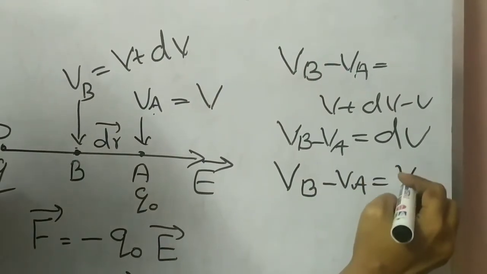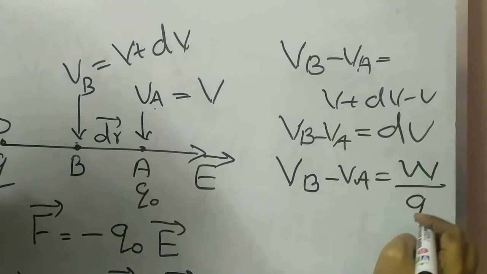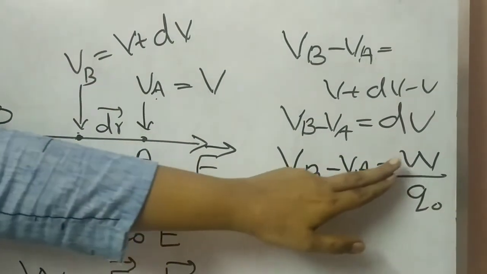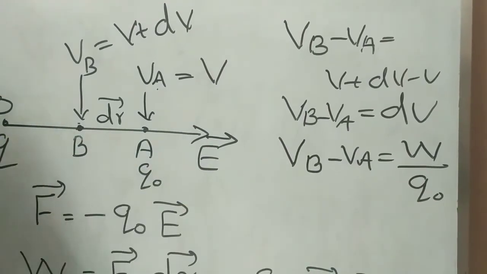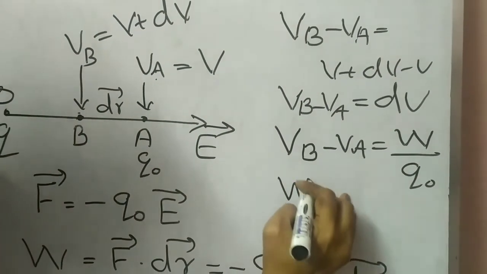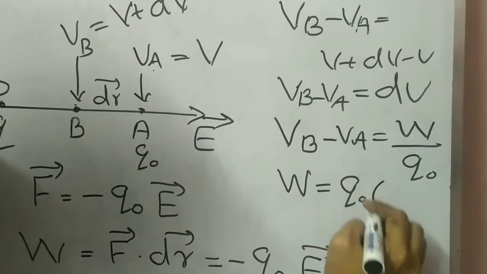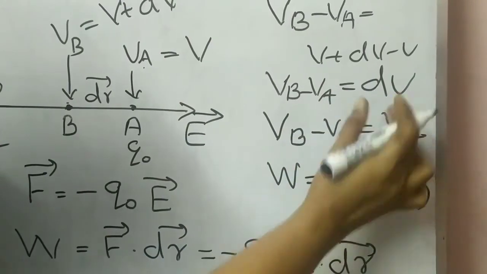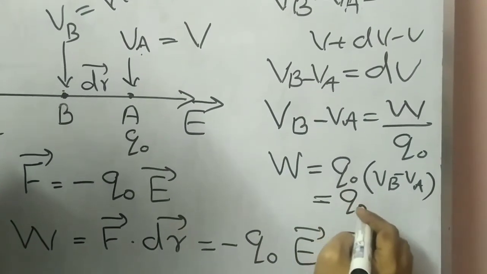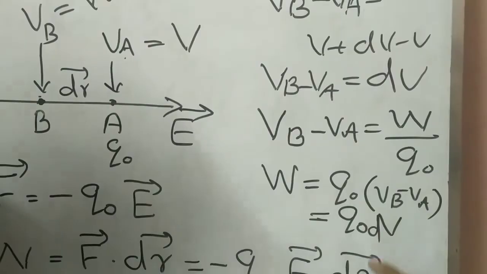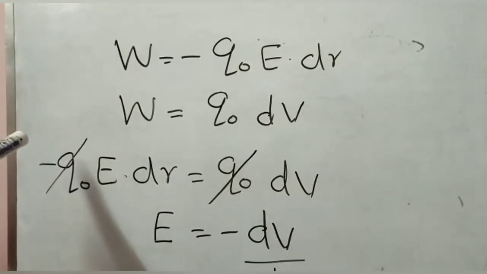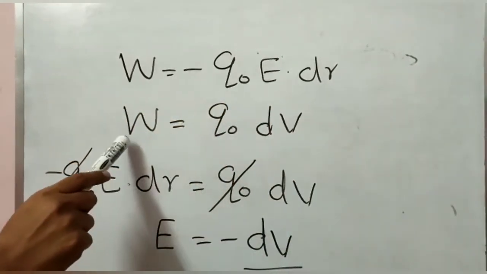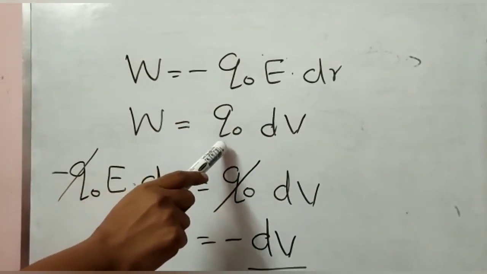Work done by Q0, Q0 is the test charge here. Potential difference is work done per test charge. Okay. Now, from this we can write work done is equal to Q0 into VB minus VA. What is that VB minus VA? That is dV. So, you can write Q0 into dV. We have two equations for work done. First one is work done is equal to minus Q0 E dot dr. Second one, W equal to Q0 dV.